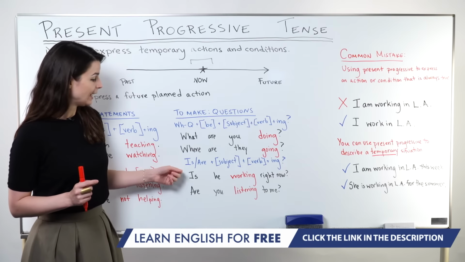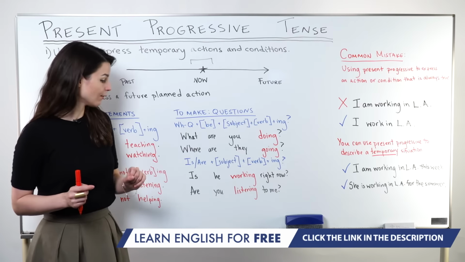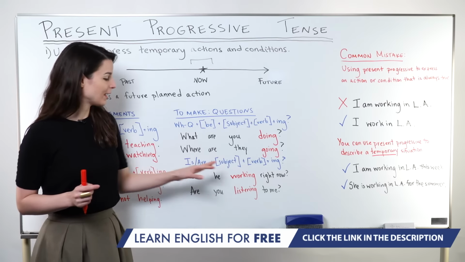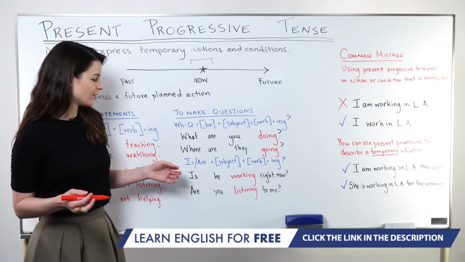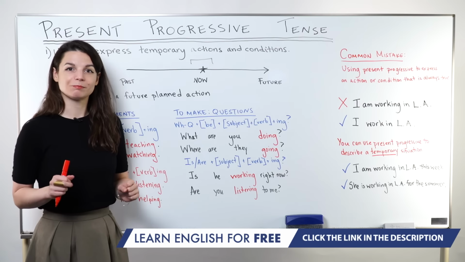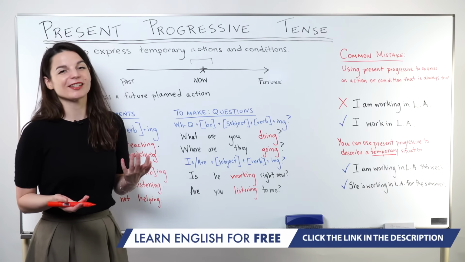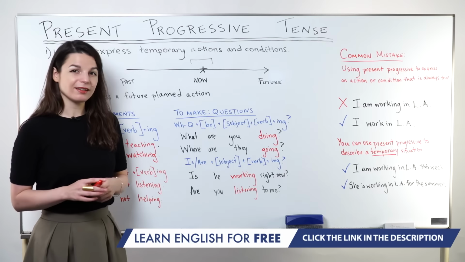For example, is he working right now? Is he working right now? And are you listening to me? So we can answer both of these with yes or no to answer. So is he working right now? Yes. You can make a full sentence and say, yes, he's working right now. But in most cases, we just say yes. With this question, are you listening to me?